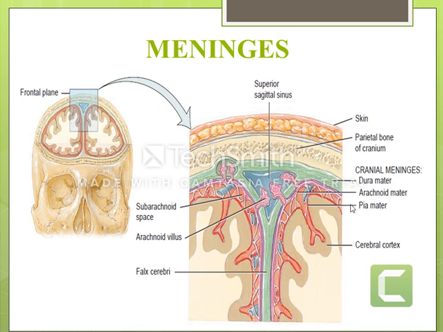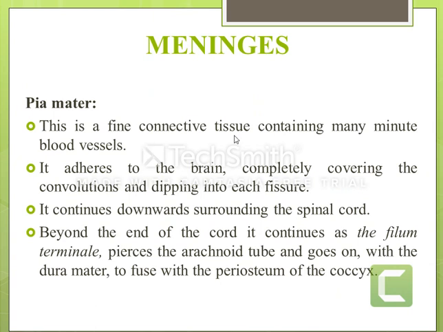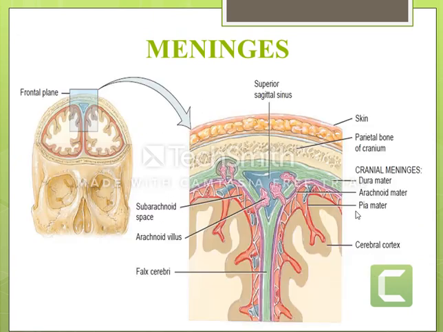Then comes the pia mater. The pia mater is the innermost layer of the membrane. See this, it is fine connective tissue containing many minute blood vessels. It adheres to the brain and completely covers the convolutions, dipping into each fissure, and it continues downwards around the spinal cord.